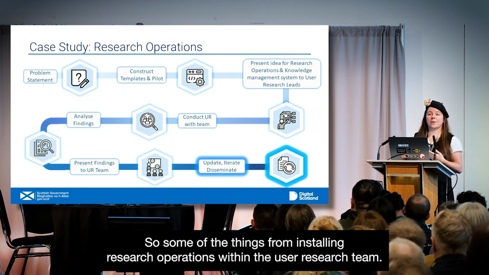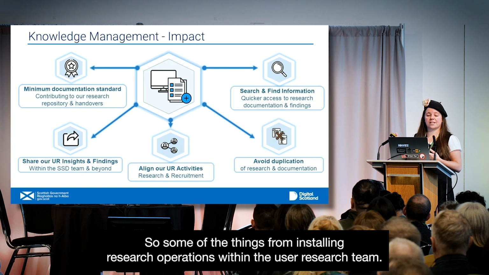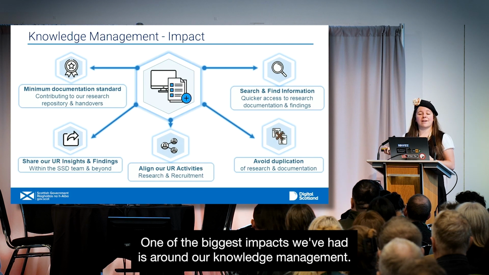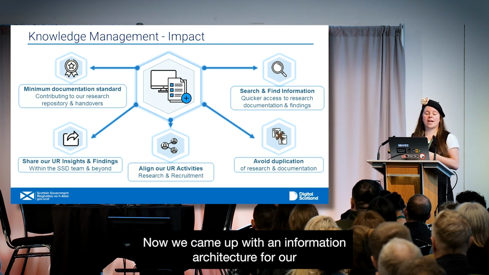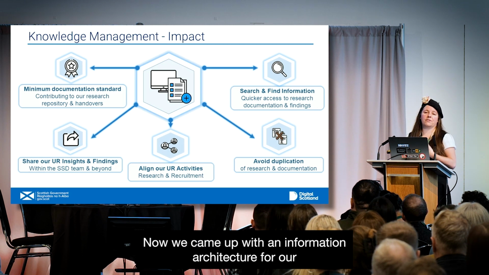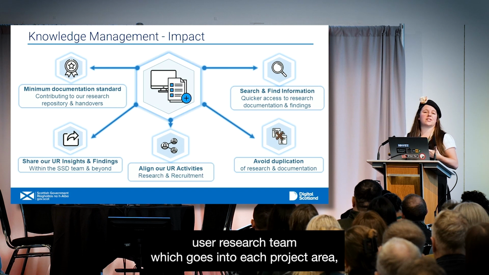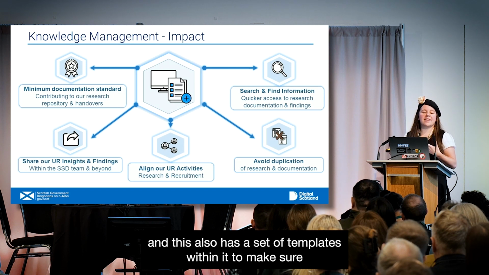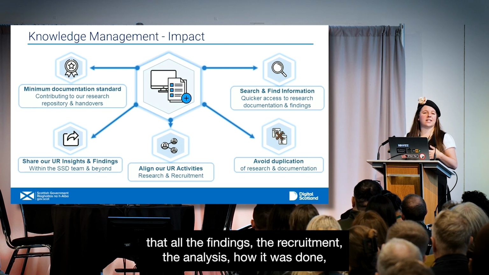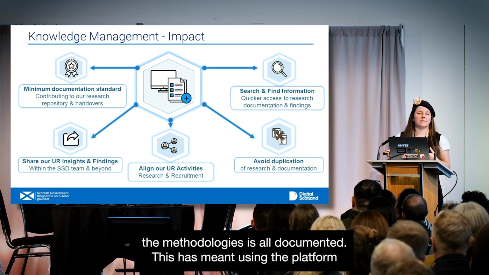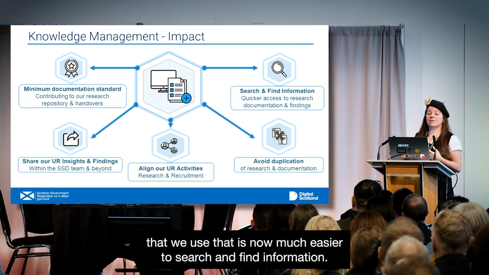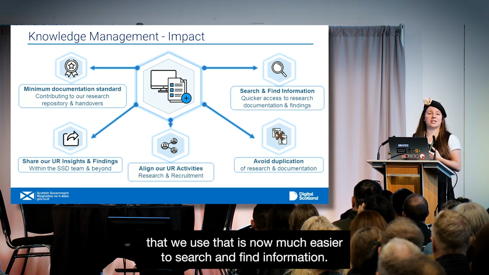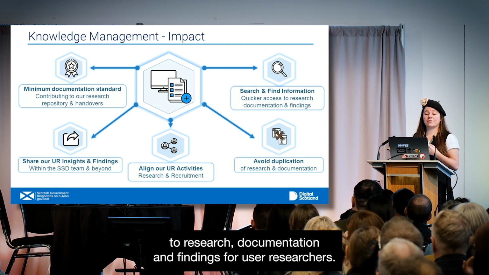So some of the things from installing research operations within the user research team. One of the biggest impacts we've had is around our knowledge management. Now, we came up with an information architecture for our user research team, which goes into each project area. And this also has a set of templates within it to make sure that all the findings, the recruitment, the analysis, how it was done, the methodologies is all documented. This has meant, using the platform that we use, that it is now much easier to search and find information. So it's meant quicker access to research documentation and findings for user researchers.